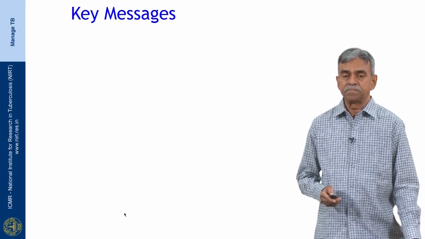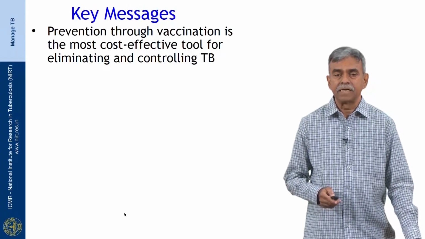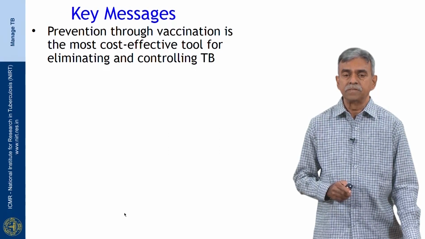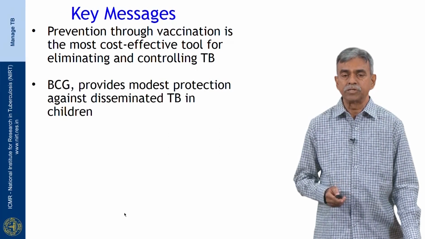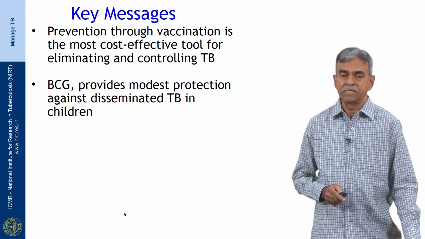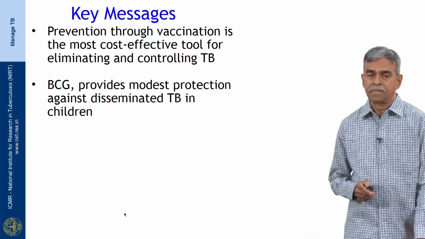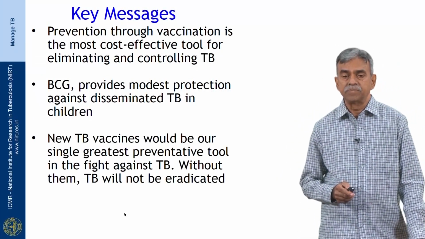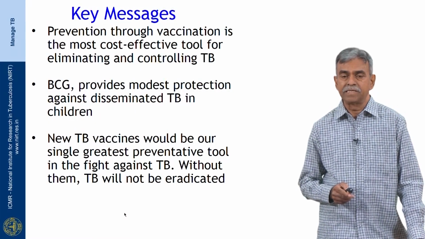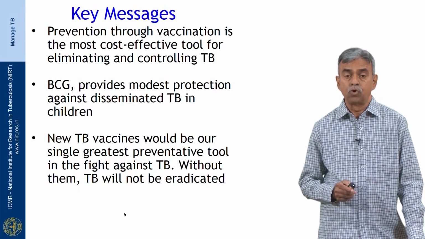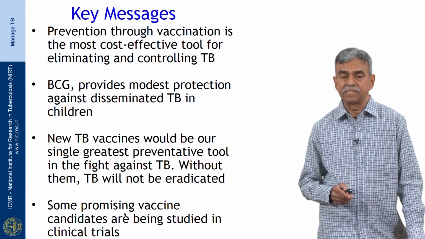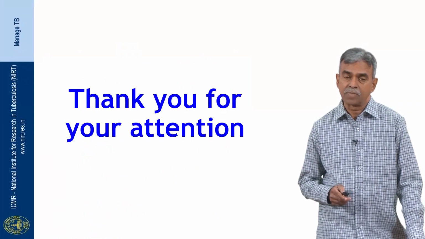So, the key messages in my lecture today are that prevention through vaccination is the most cost effective tool for eliminating and controlling tuberculosis. BCG provides only modest protection against disseminated TB in children. New TB vaccines would be our single greatest preventive tool in the fight against tuberculosis. Without them, there is no hope that TB will be eradicated, and some promising vaccine candidates are being studied in clinical trials.